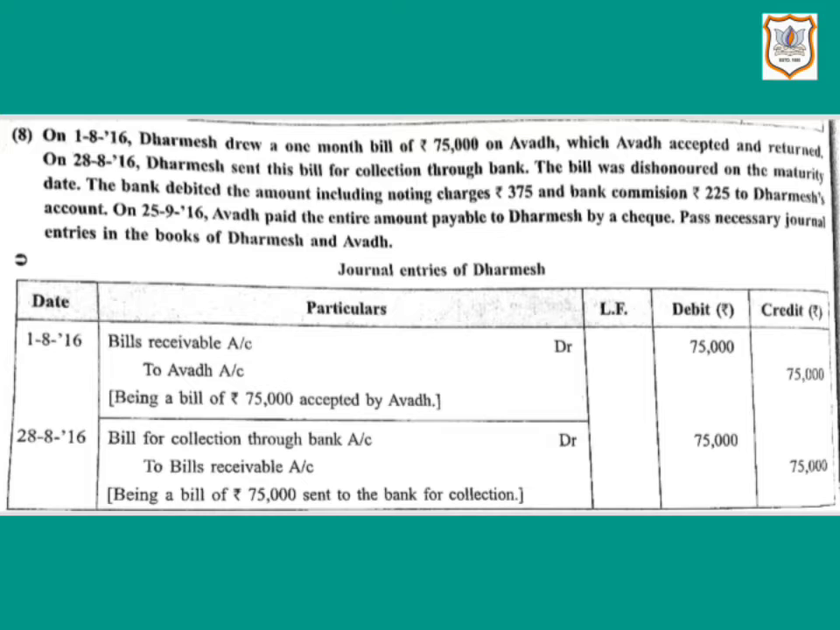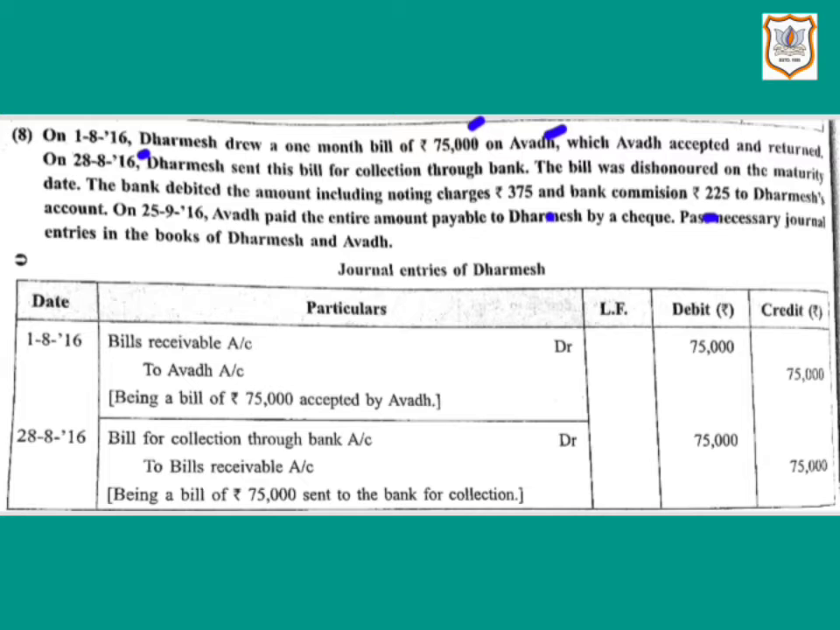Now let us see question number 8 of your textbook. On 1st August 2016, Dharmesh drew a 1-month bill of rupees 75,000 on Awadh, which Awadh accepted and returned. On 28th August 2016, Dharmesh sent this bill for collection through bank. The bill was dishonored on the maturity date. The bank debited the amount including noting charges rupees 375 and the bank commission rupees 225 to Dharmesh's account. On 25th September 2016, Awadh paid the entire amount payable to Dharmesh by a check. Pass necessary journal entries in the books of Dharmesh and Awadh.